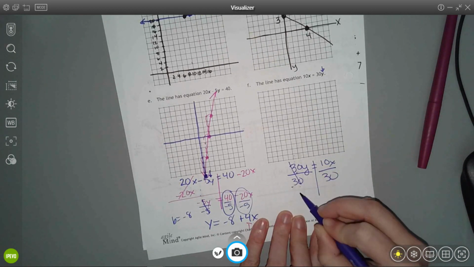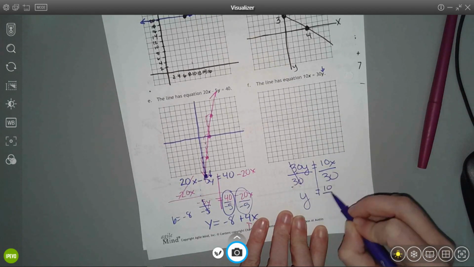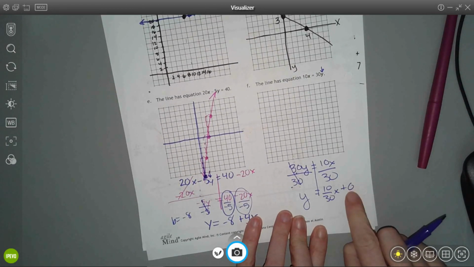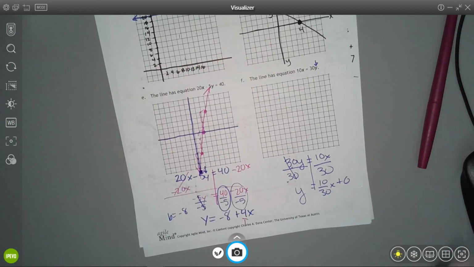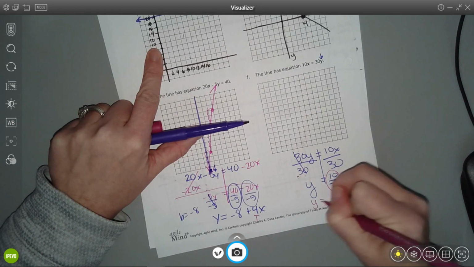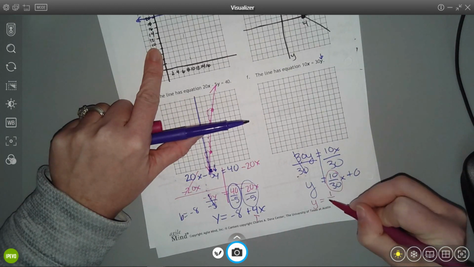This leaves me with y equals 10 over 30x plus 0. Okay, I like to put that y-intercept there. Now, here's the thing, guys. We can reduce this. This is going to end up being y equals 1 over 3x plus 0.